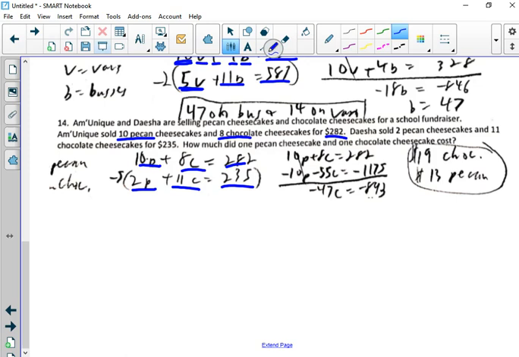That gives me negative 10p, negative 55c, and negative 1175. When I combine, it's okay. I get a negative here and a negative there. And when I divide by negative 47, I get 19. And when you plug the 19 back in, you get 13. So it was $19 for chocolate cheesecake and $13 for pecan cheesecake. That's it.